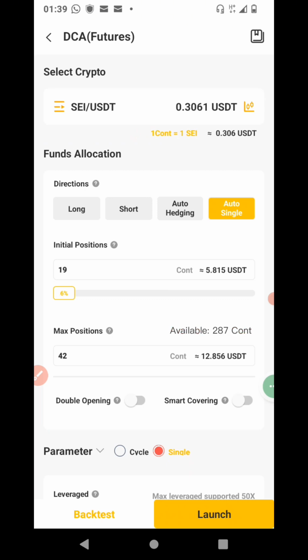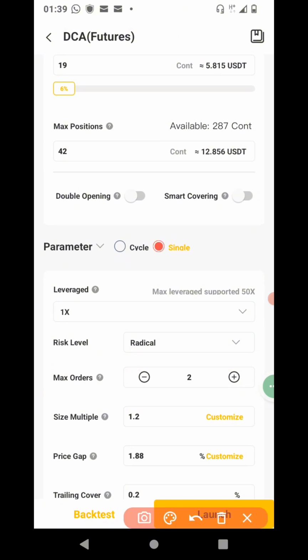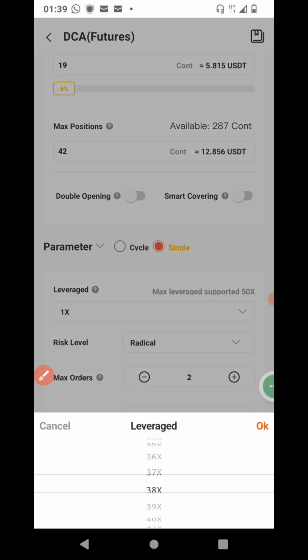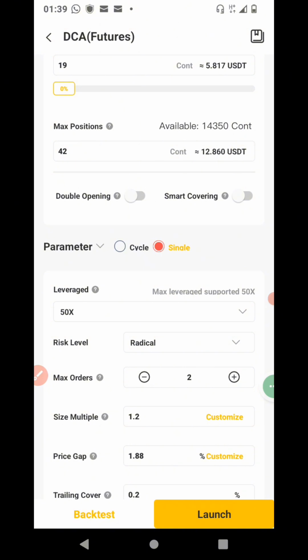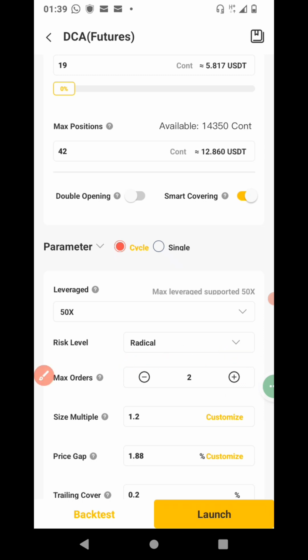Okay, I want to use the magical setting. Like I told you before, the first thing you do is select your leverage. For the magical setting, we're also using the highest leverage. This time we're going to use cycle for our parameter, and we're going to turn on smart covering as well. So let's do both real quickly. I don't want this part 2 to be as long as part 1. We are going to leave our max orders on 2, for this particular magic setting.